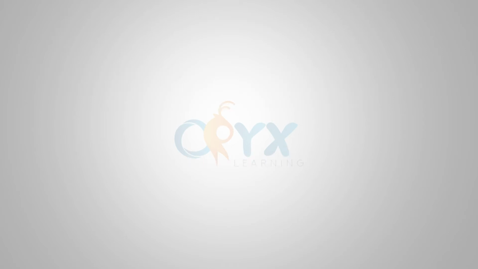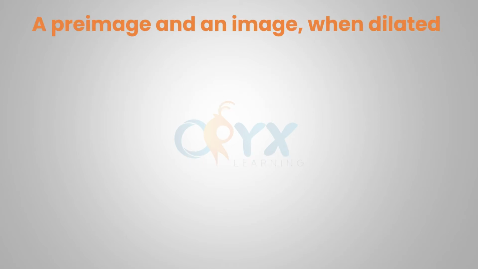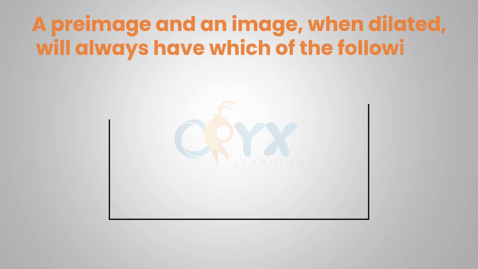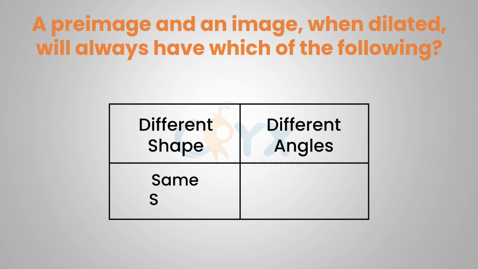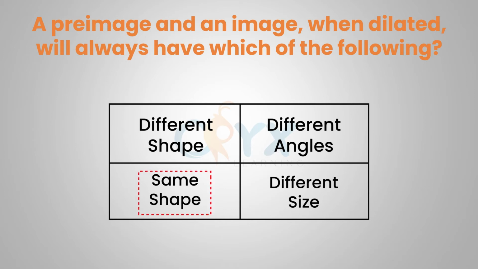A preimage and an image, when dilated, will always have which of the following: a different shape, different angles, the same shape, or a different size? When dilating, by definition, the preimage and image are always the same shape, but not necessarily the same size. The figures can be different sizes, but do not have to be if the k value is 1. So in this case, they have to have the same shape.